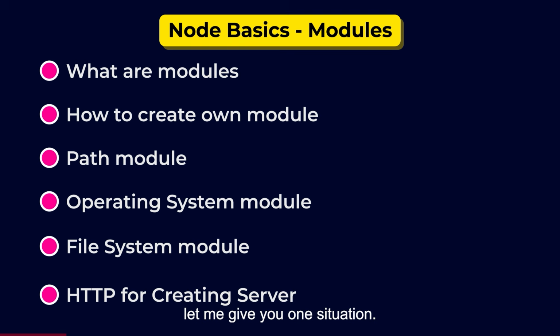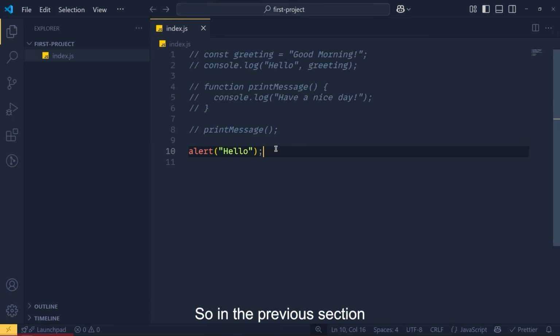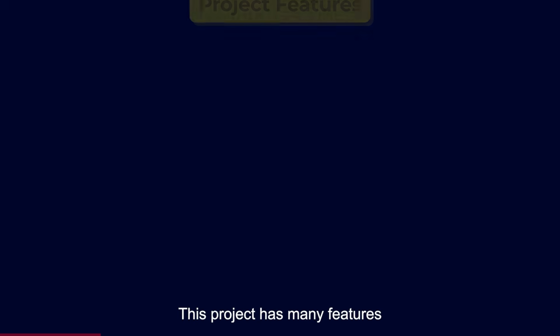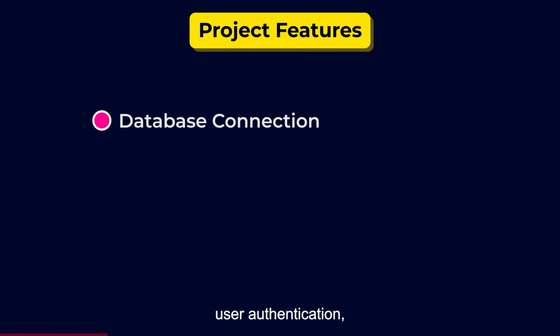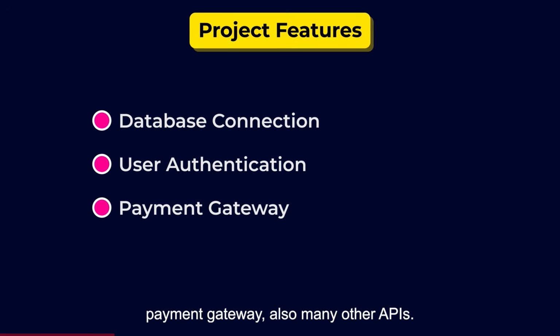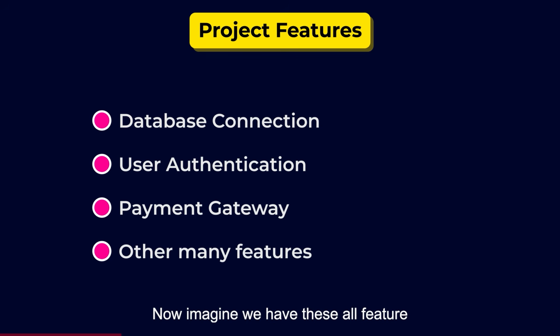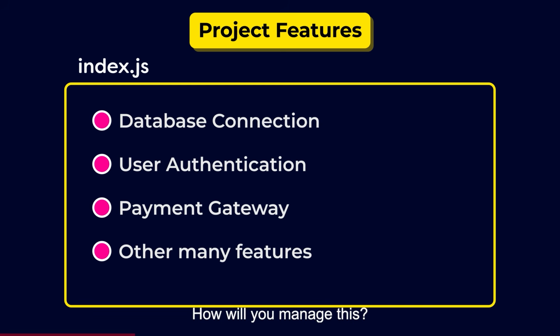But before that, let me give you one situation. In the previous section, we created this index.js file. Now imagine this is the backend project of Netflix, which is a really big project. This project has many features like database connection, user authentication, payment gateway, and many other APIs. Now imagine we add all this feature code in a single index.js file. How will you manage this? Or if someone told you to add another feature in this same project, then imagine how confusing and difficult it will be. So what is the solution here?